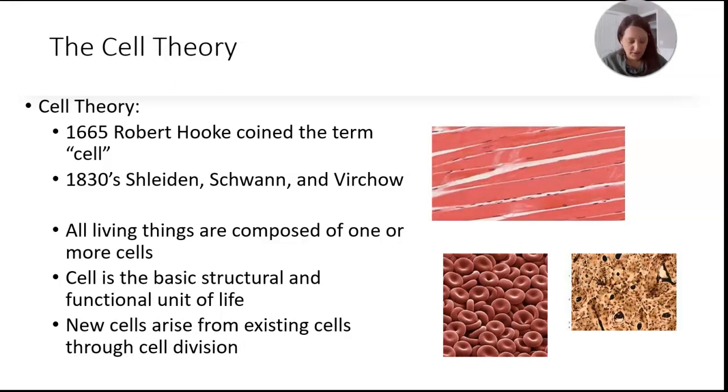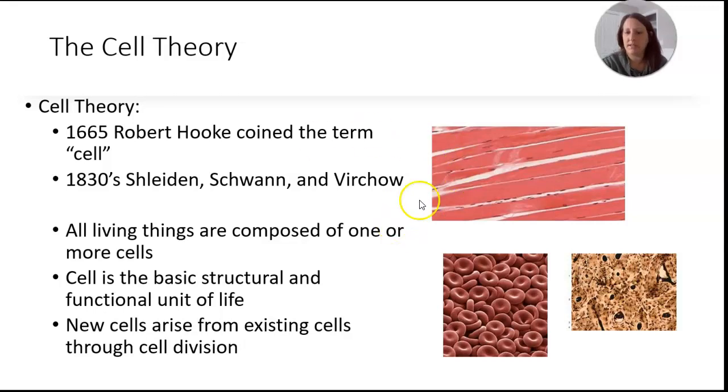And then in the 1830s, there were three other scientists, Schleiden, Schwann, and Virchow, who worked together to come up with the cell theory. And so there's three parts to that cell theory that I want you to know. So first of all, living things are composed of one or more cells. Secondly, the cell is going to be the basic structural and functional unit of life. And thirdly, new cells only arise from pre-existing cells through cell division. So there is no such thing as spontaneous generation.